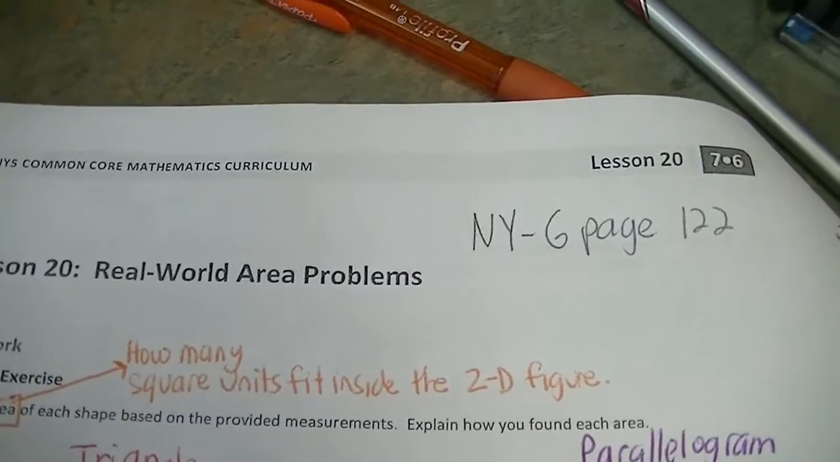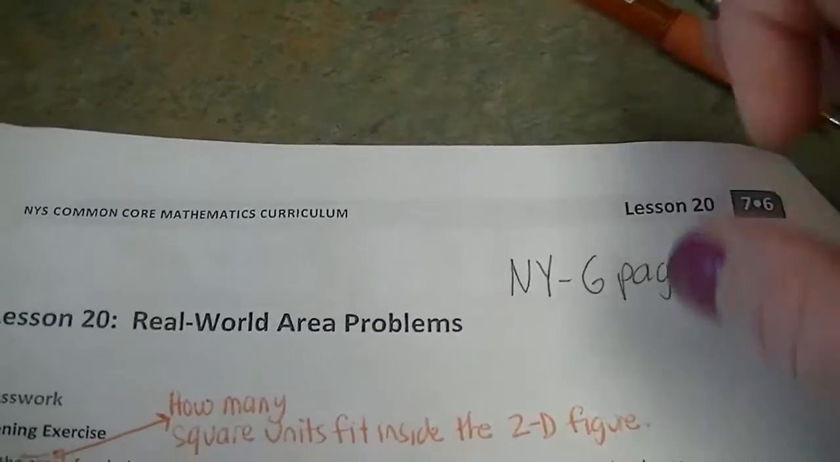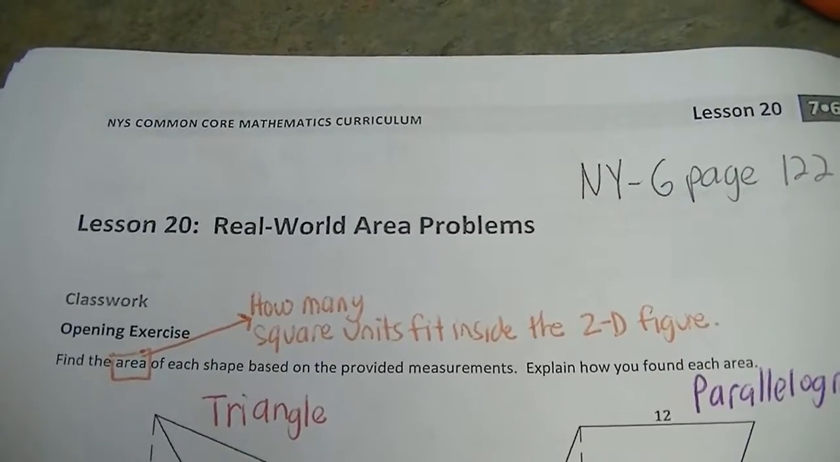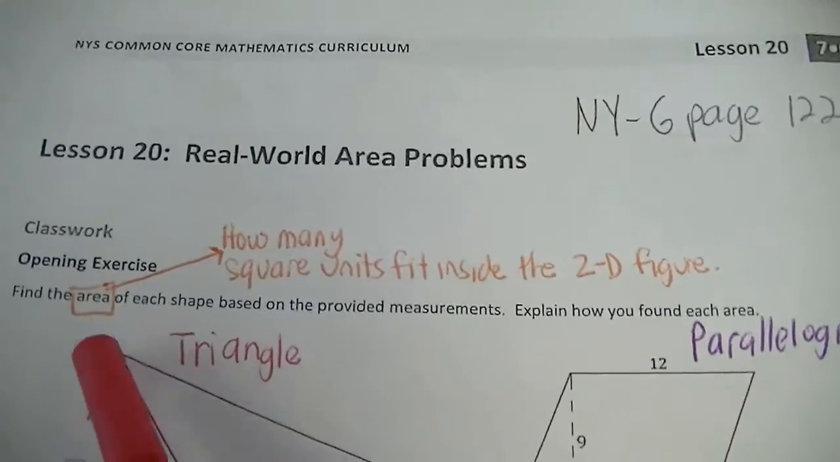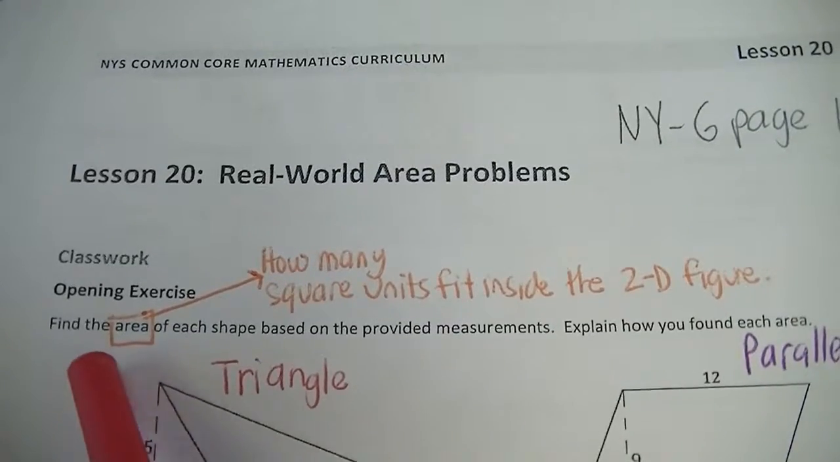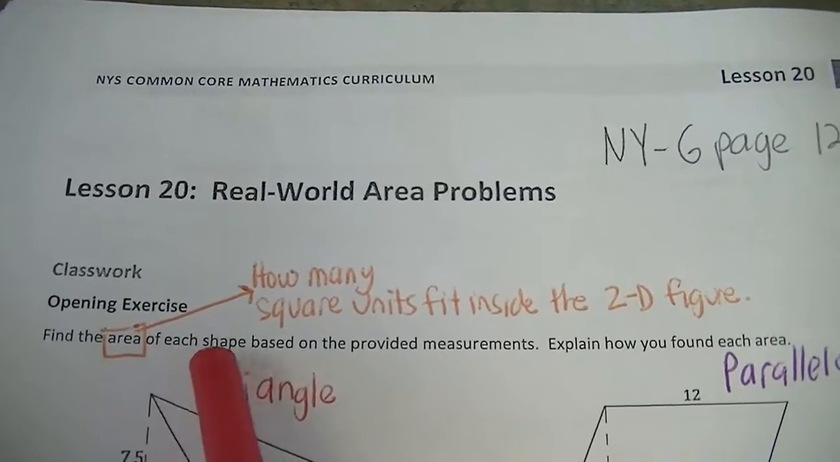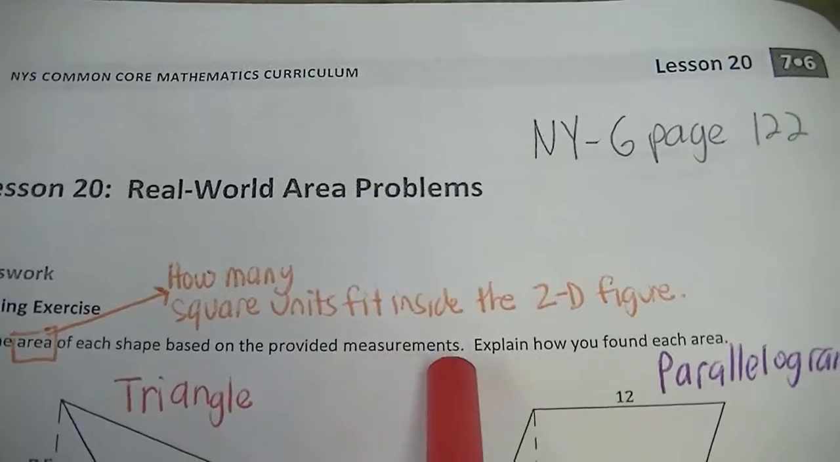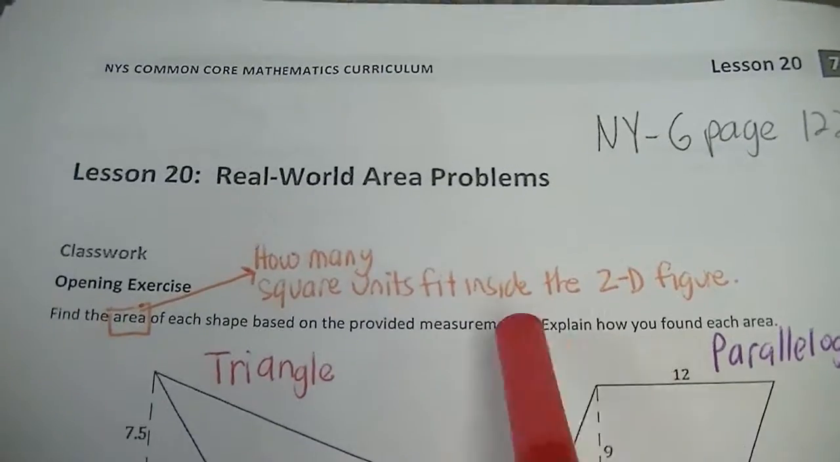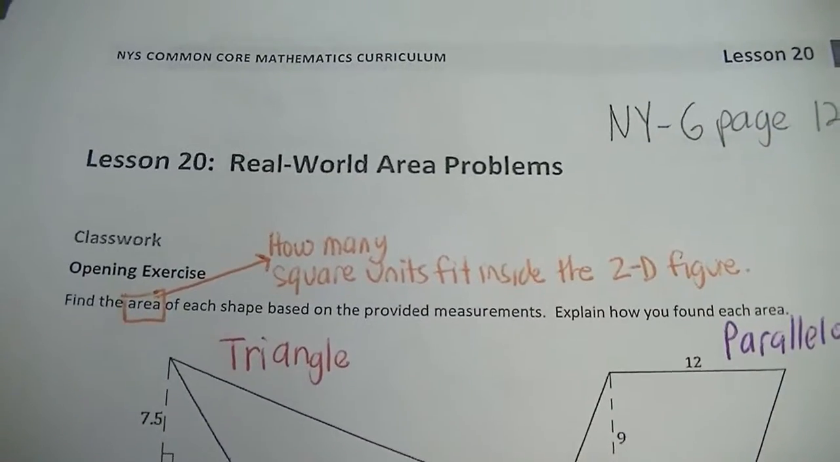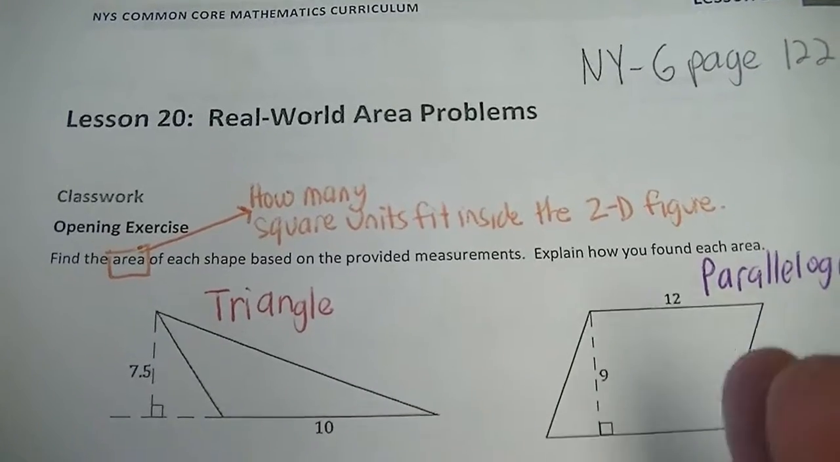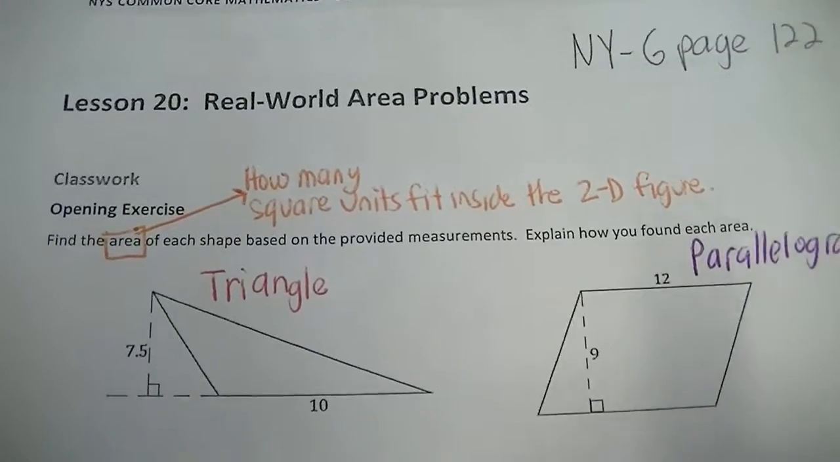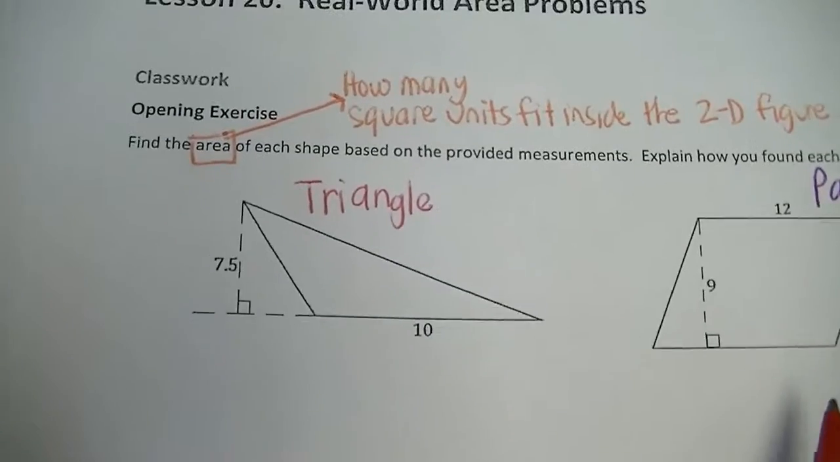This video is going to show you how to complete page 122 out of your math book, and it has to do with real world area problems. The question says they want us to find the area of each shape based on the provided measurements and explain how you found each area. So we're just going to do that verbally, and just writing down the formula kind of also explains what we did, so we don't have to get too technical on that.